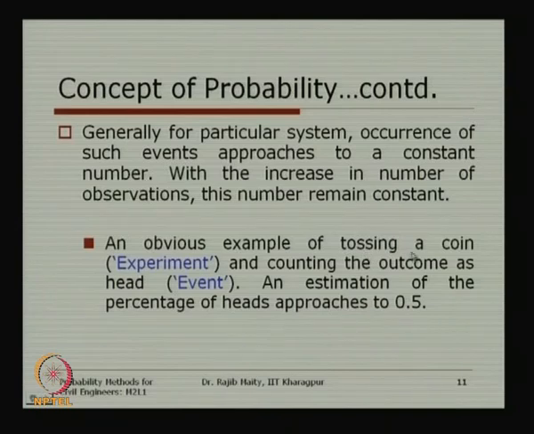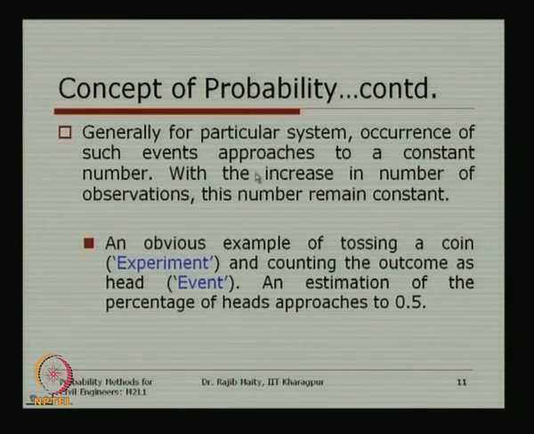Before coming to a real-life civil engineering problem, let me give a very simple example, the example of tossing a coin. Tossing a coin and observing its outcome is your experiment, and counting the outcome as head, or it can be tail, is a particular event. If I say tossing a coin and observing the head, if the head comes then it is a success, and if the head doesn't come, that is a failure. So that is one event.